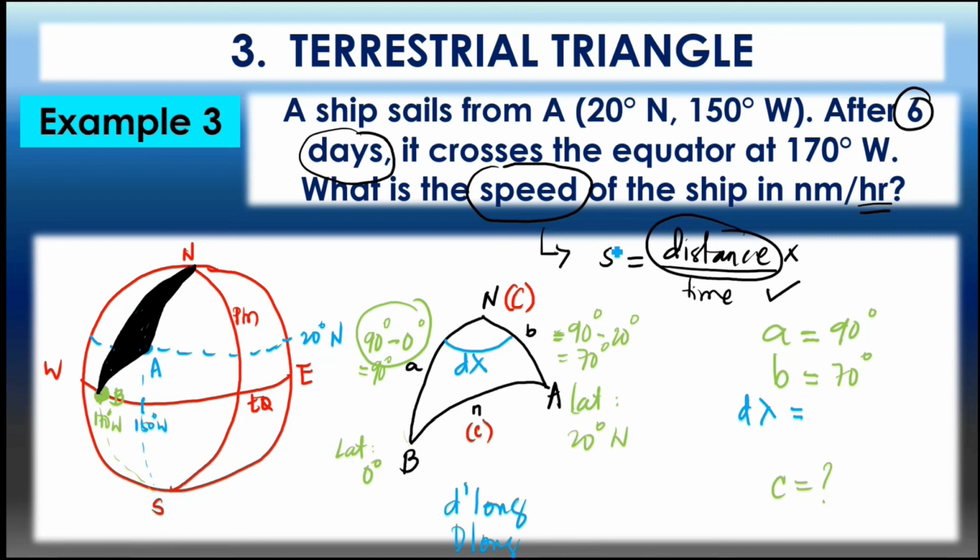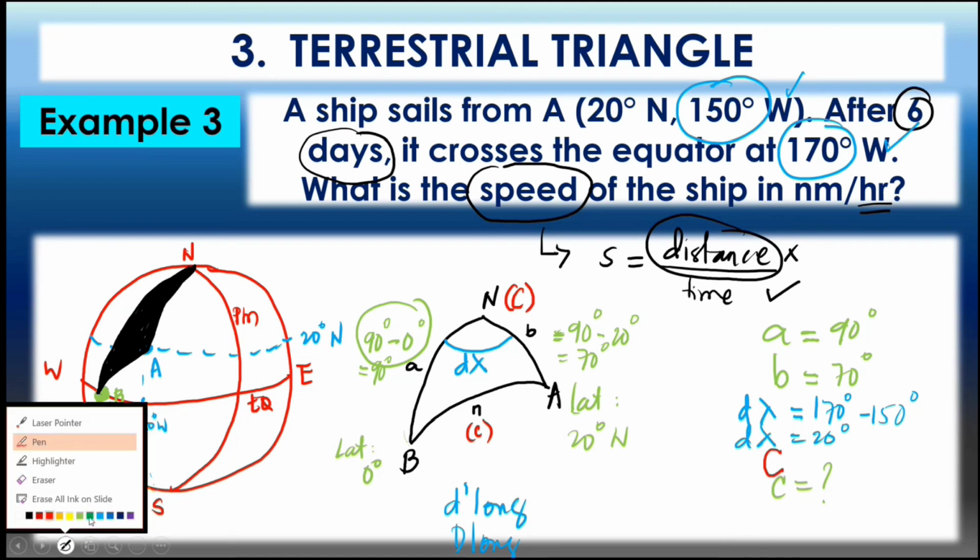We're gonna subtract the smaller longitude from the bigger one. Since we do have here 150 and then 170, considering that both are on the west, we're just gonna subtract. So we have 170 degrees minus 150 degrees. So we do have the difference in longitude, which is 20 degrees. And this 20 degrees is actually the measure of our big C.